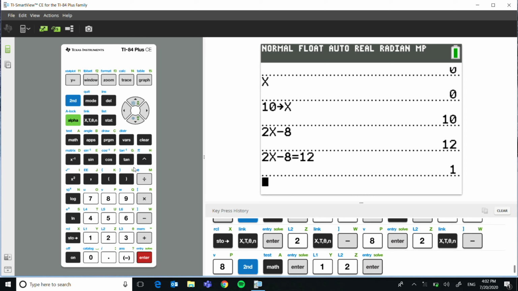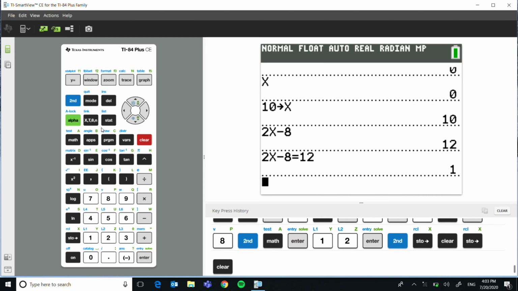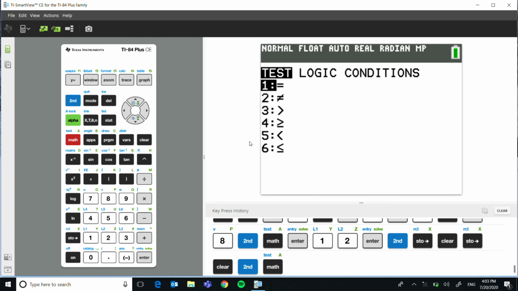Okay, so again, that store button is second, and then stow. Not second stow, it's just stow. All right, and then to get the equal sign, you do second math, and that brings you to that menu. Again, 1 means yes, 0 means no, or 1 means correct, and 0 means incorrect.